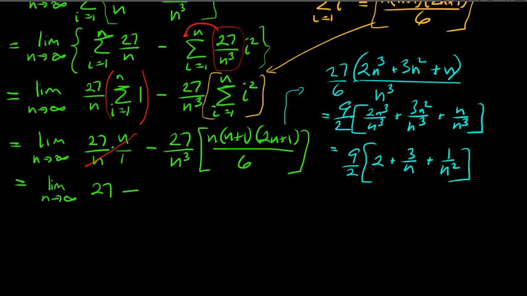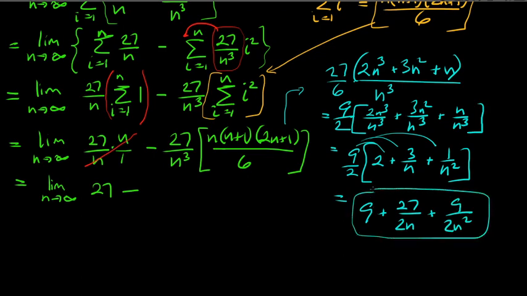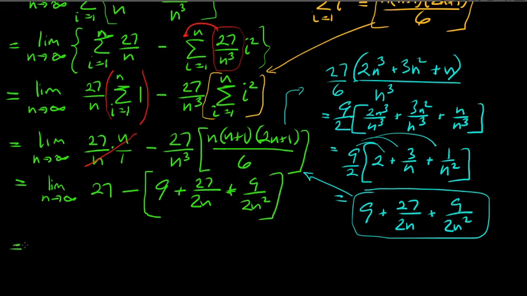Okay. And we can distribute the 9 over 2 here. So this is going to be, well, 18 over 2 is 9, plus 27 over 2n, plus 9 over 2n squared. So a lot of algebra, but that's what this thing up here equals. Okay, so we're subtracting the whole thing, so we need a bracket around it, right? We're subtracting 9 and a 27 over 2n, and that's a plus, 9 over 2n squared, right? Close bracket.